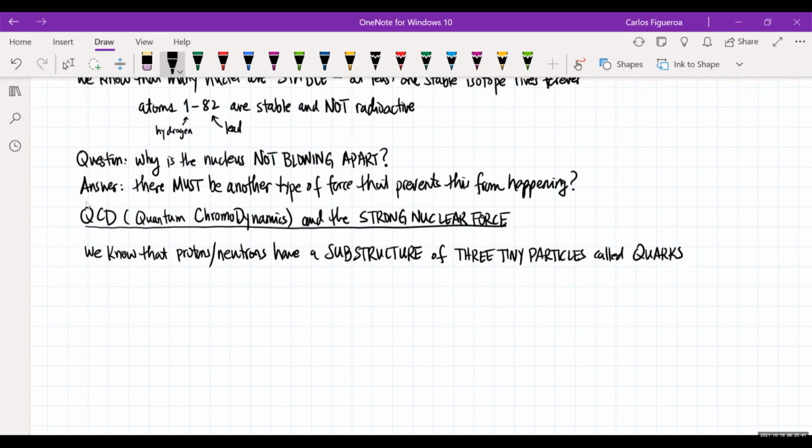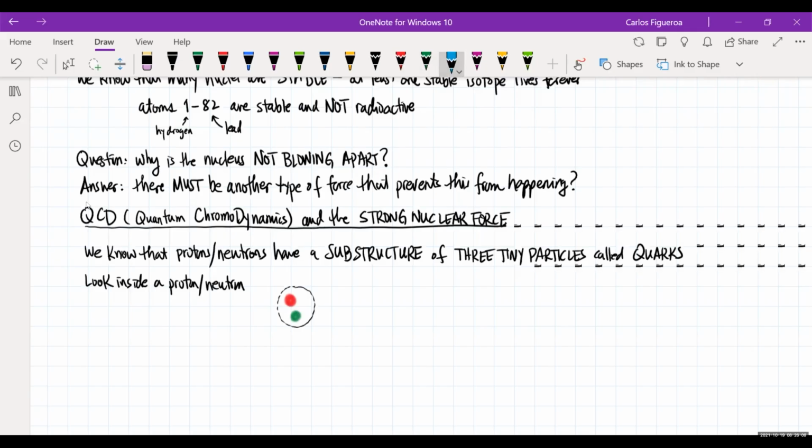So in other words, if you look inside a proton or neutron, what you see is that inside of this thing we have 3 quarks. And I'll color them. Let's say one of them is red, one of them is green, one of them is blue.